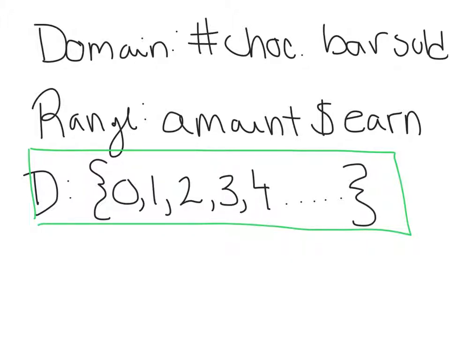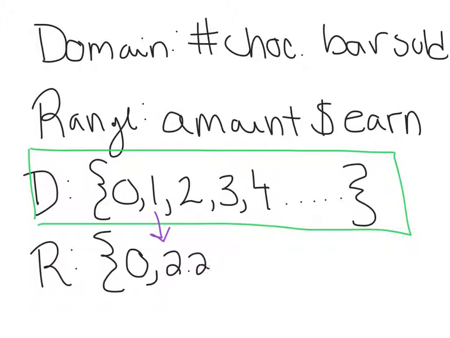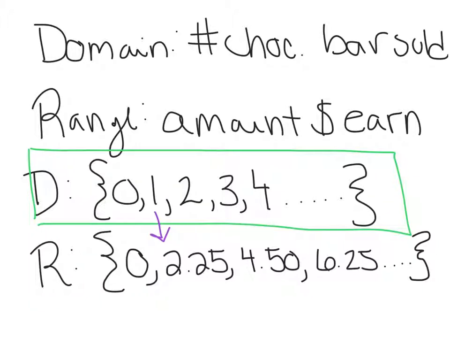The range is dependent upon what we plug in. So if I sell no chocolate bars, I'm going to make no profit. And then if I sell 1 chocolate bar, I would make $2.25. And if I were to sell 2 chocolate bars, I would make $4.50. And if I were to sell 3 chocolate bars, you'd make $6.75. And that's going to keep going and be dependent upon how many chocolate bars you would sell. So this is the range.